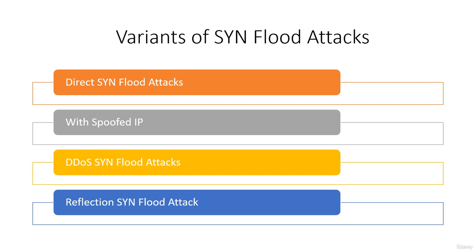Reflection SYN flood attack. A server usually responds to a single SYN packet with multiple SYN-ACK packets. An attacker could take advantage of this and trigger a reflection SYN flood attack. The attacker spoofs the victim's IP address and starts a DDoS SYN flood attack against one or more uninvolved servers, and the victim machine is bombarded with a flood of SYN-ACK packets and collapses under the load.